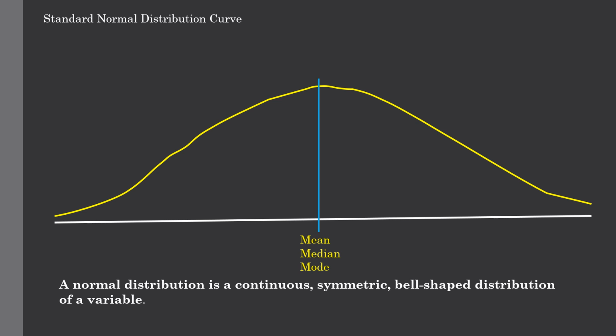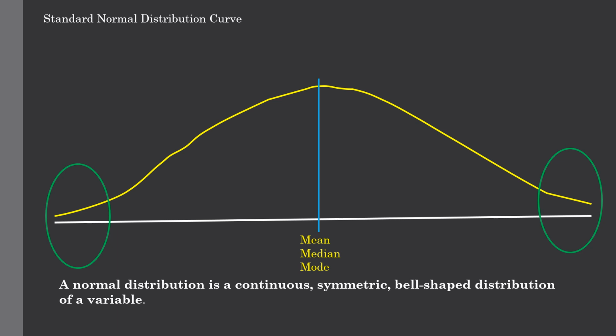The curve is continuous, that is, there are no gaps or holes. For each value of x, there is a corresponding value of y. The curve never touches the x-axis. Theoretically, no matter how far in either direction the curve extends, it never meets the x-axis, but it gets increasingly closer.